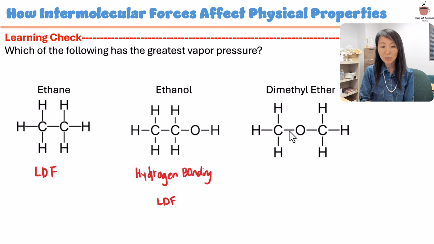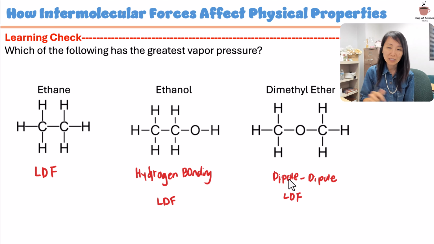Dimethyl ether, this one will participate in dipole-dipole. You might wonder why not hydrogen bonding since there is an oxygen, but that oxygen isn't directly attached to the hydrogen. Comparing to ethanol, where the oxygen is directly attached to the hydrogen, in this one the oxygen is not directly attached to the hydrogen, hence it is not hydrogen bonding. The second option would be dipole-dipole and finally London dispersion forces.